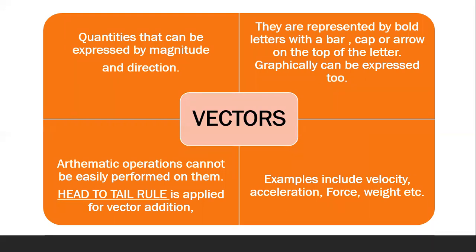What have we learned up till now about vectors? The quantities that can be expressed by magnitude and direction. They are represented by bold letter, bar, cap, arrow on the top. Graphically can be expressed too with an arrow. The tail of the arrow represents the length, magnitude, and the arrowhead represents the direction. Arithmetic operations cannot be easily performed on them, because direction is involved. Head to tail rule is applied for vector addition. Head to tail rule concept we will definitely be learning in chapter number 5, and then we will be discussing in detail in that lecture. Examples include velocity, acceleration, force, weight, etc. You can add more to the example.